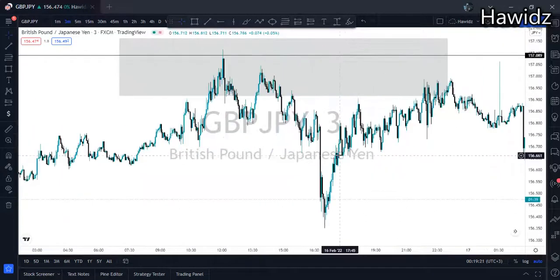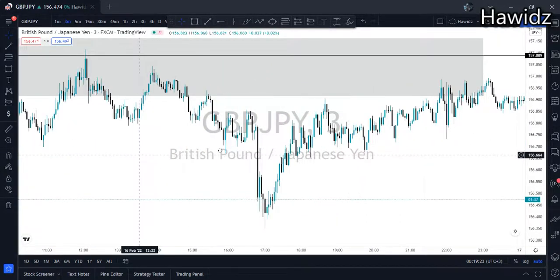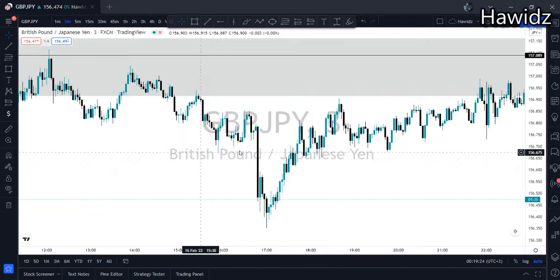Okay, so based on the rule of 30, we have now scrolled down to the 3-minute chart from the hourly.